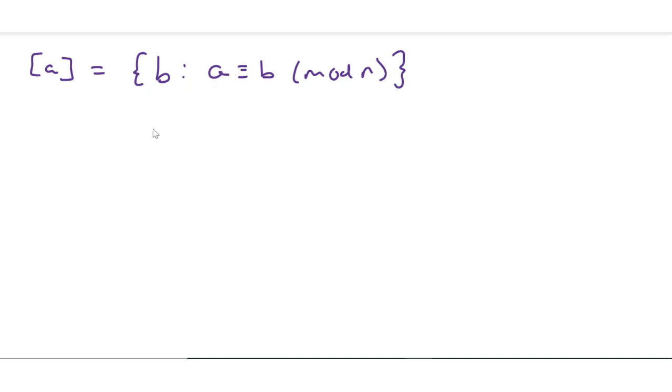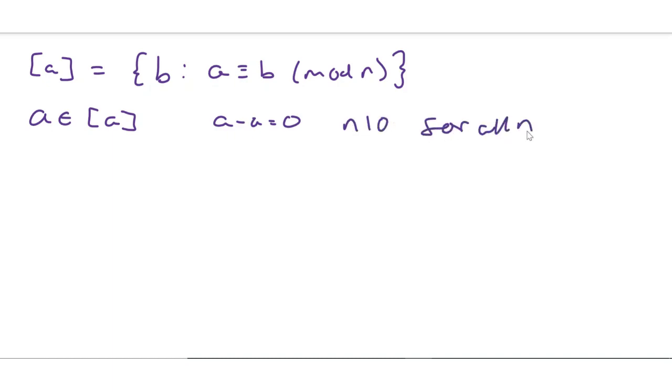Okay, so that's a nice and simple definition. Note for a start that the element itself is in its congruence class, because a minus a equals 0 and n divides 0 for all n. I did a video on congruence classes proving that if two congruence classes share any elements, they're actually the same congruence class, so I'll leave that linked in the cards. But that's a nice simple proof, so don't worry about that.